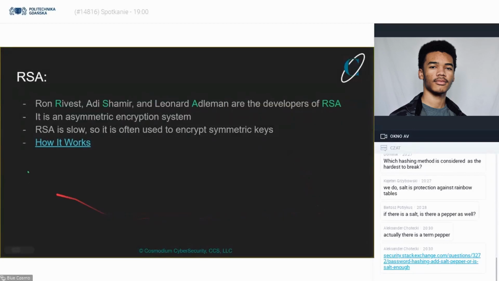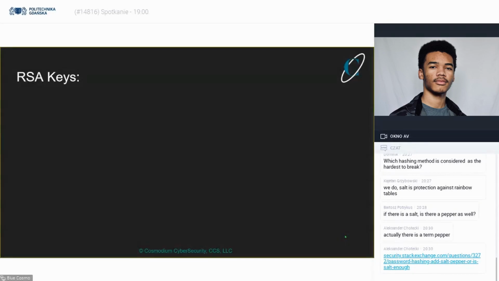I do have a link to how RSA works here, because RSA uses a lot of complex math, and it would take a whole other lecture to explain how RSA actually works. So for the sake of this, just understand that it is an asymmetric algorithm, similar to the Diffie-Hellman key exchange, where we could get two separate values as keys and get the same value as a result.